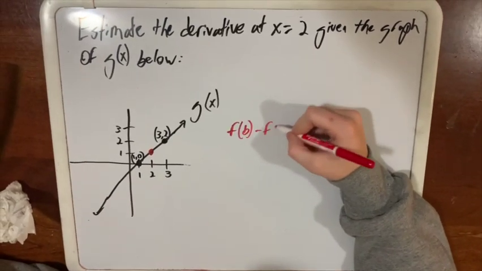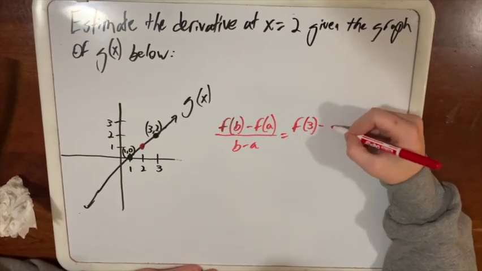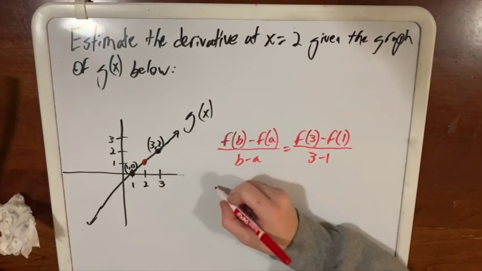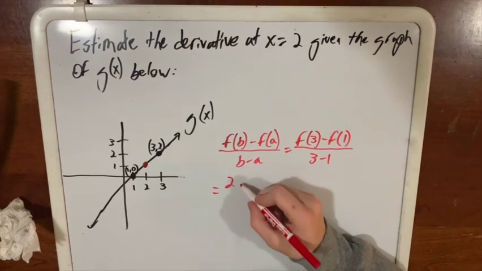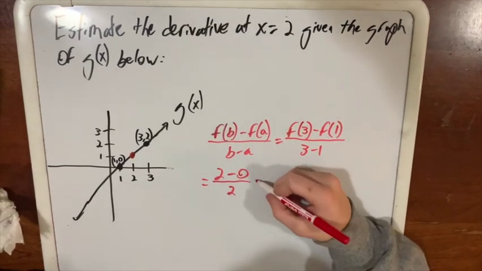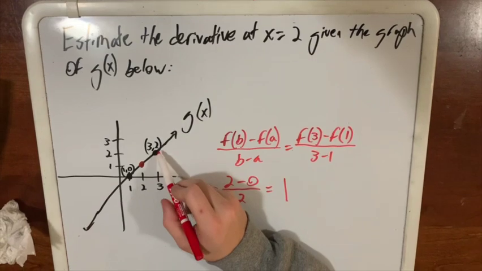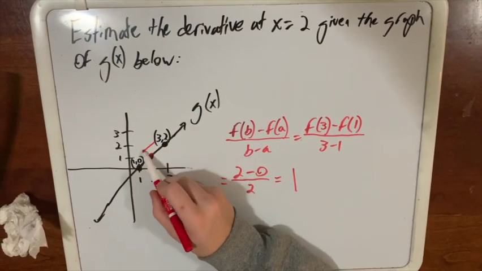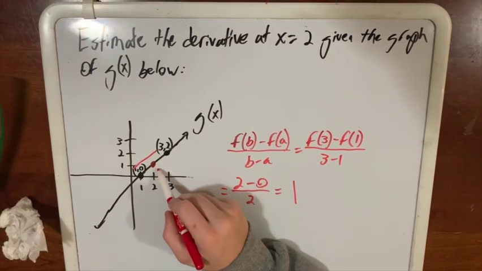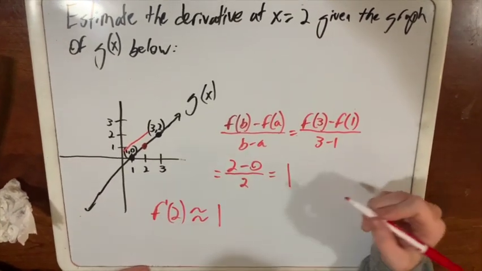f of b minus f of a over b minus a, which in this case would be f of 3 minus f of 1 all over 3 minus 1. And then you simplify this further. f of 3 is 2, f of 1 is 0. Then you have 3 minus 1, which is 2. So you're given an average rate of change of 1. So the slope, or average rate of change, between this point and this point is 1. And so you can use this slope and say that it's relatively close to the slope at this point. So the derivative of f at 2 is roughly going to be approximately 1.